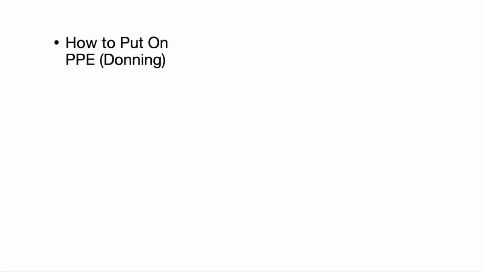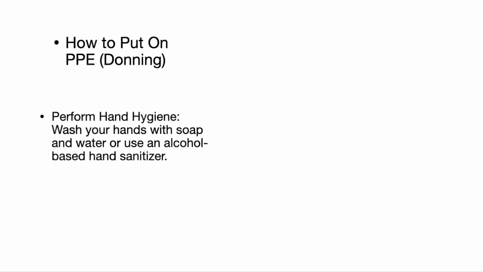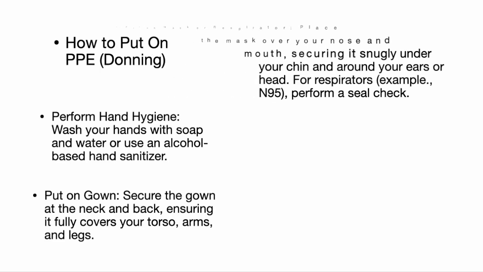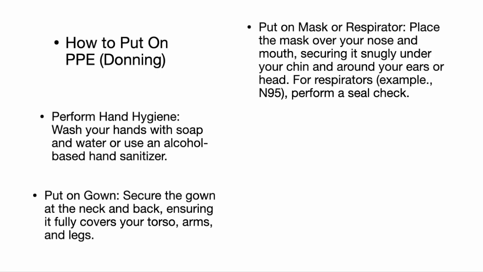How to put on PPE. Donning. Perform hand hygiene. Wash your hands with soap and water or use an alcohol-based hand sanitizer. Put on gown. Secure the gown at the neck and back, ensuring it fully covers your torso, arms, and legs. Put on mask or respirator. Place the mask over your nose and mouth, securing it snugly under your chin and around your ears or head.